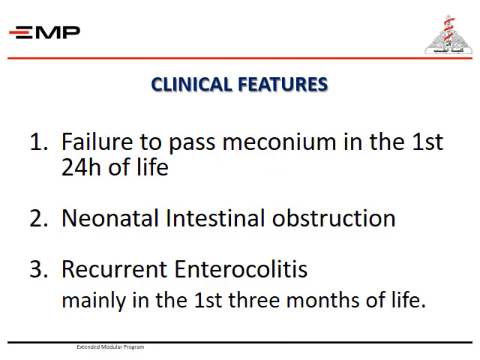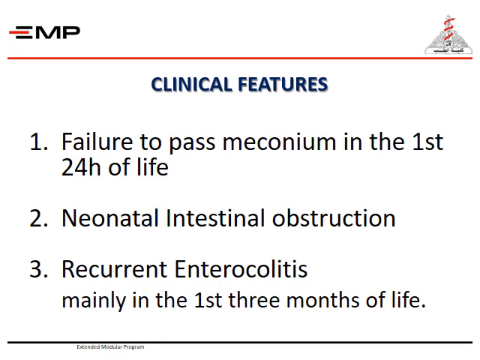1. Failure to pass meconium in the first 24 hours of life. 98% of neonates pass meconium in the first 24 hours of age. Any newborn who fails to pass meconium in the first 24 to 48 hours of life should be evaluated for possible Hirschsprung's disease. 2. Neonatal intestinal obstruction, and its symptoms include bilious vomiting, abdominal distension and refusal to feed.